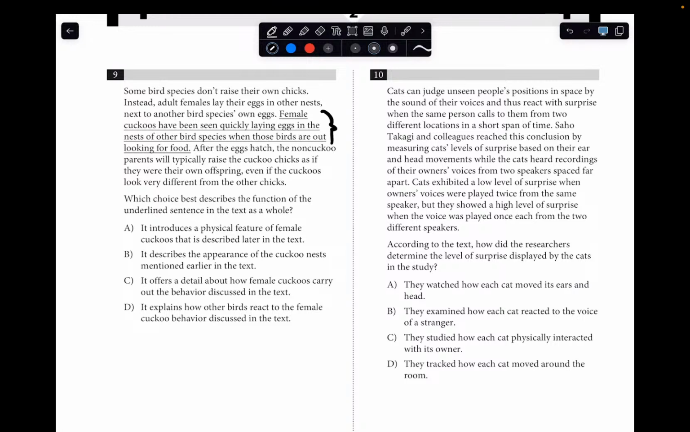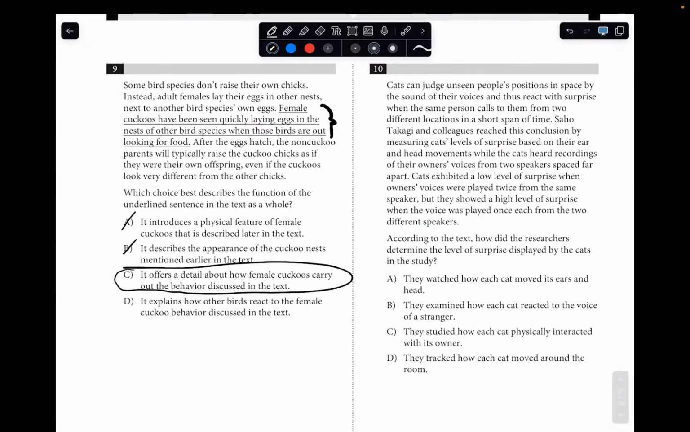So which choice best describes the function of the underlined sentence in the text as a whole? A, it introduces a physical feature of female, no. B, it describes the appearance of cuckoo nests mentioned earlier in the text. I don't think that is the focus of that section either. C, it offers a detail about how female cuckoos carry out the behavior discussed in the text. Yes, right? So it's talking about what happens, and then there's this sentence that really kind of pulls it together and makes it real about referencing how this all comes into existence.